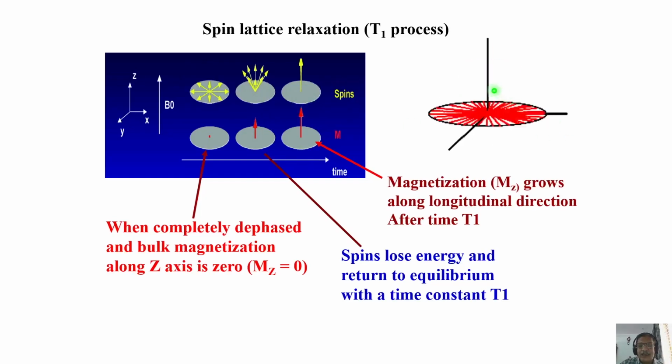Exactly like the animation shown here. It starts dephasing, slowly goes along this. And here the spins will start losing energy and give the energy to the system. Because you have already disturbed it by giving a radio frequency signal, it has gained energy. And the system has to attain equilibrium, meaning it has to give energy to the surroundings. It loses energy and attains thermal equilibrium with this time constant.